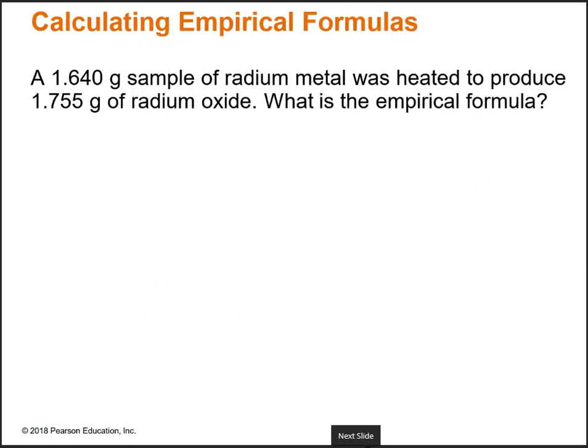We can actually calculate the empirical formula if we're given a little bit of information about the mass of the compound. So I'm going to walk you through a problem, and hopefully it'll make the idea of the empirical formula make a little more sense. We have a sample of radium metal that was heated to produce radium oxide. And the question is, what is the empirical formula?